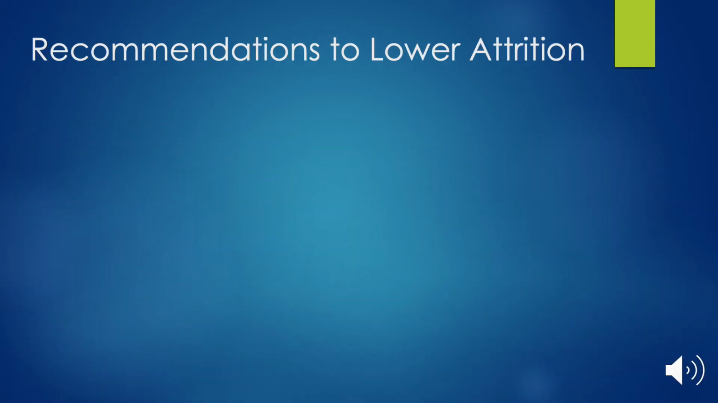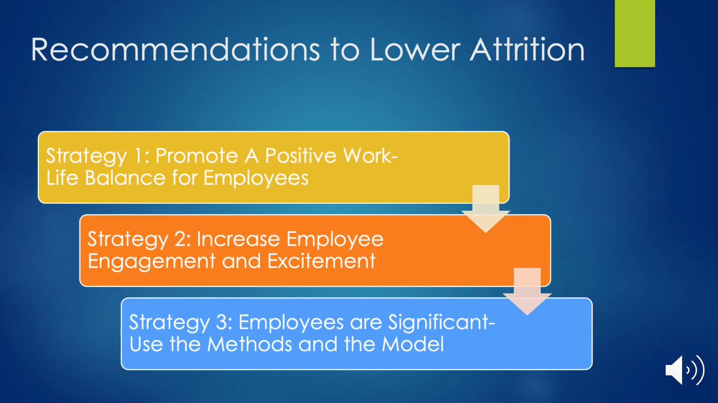Now, some recommendations that I might offer you to lower attrition are: promote a positive work-life balance for employees, because those who work overtime seem to be getting burnt out and tend to quit more than people who work normal hours. Perhaps you could increase employee engagement and excitement. Those who feel like they're a part of the family are probably going to stay. And finally, employees are significant, so use the methods and the model that our company has helped you with today.